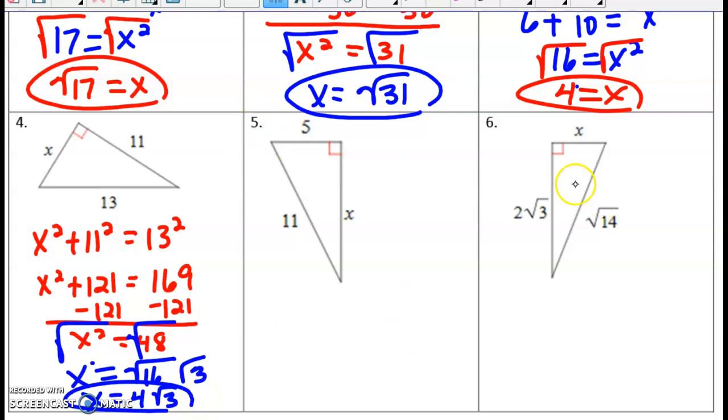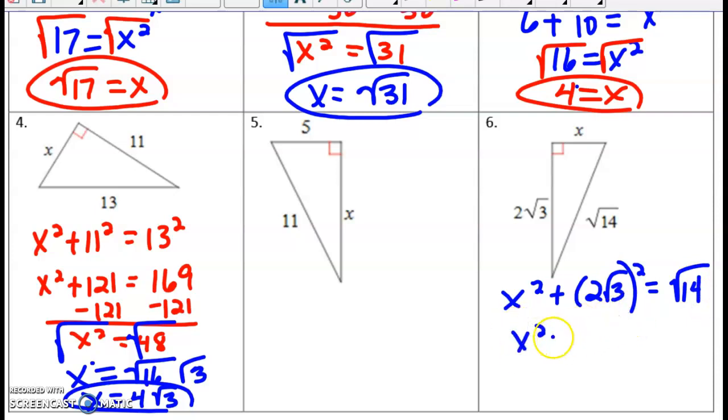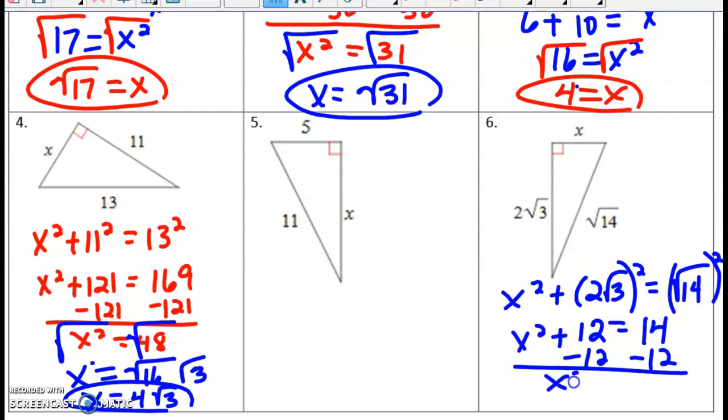I think you have the hang of it. We'll just do this one as our last problem. It's a leg we're looking for. Here, this is 2 root 3 times 2 root 3, which would be 4 root 9, which would be 4 times 3, and that's 12. Again, use your calculator. Oops, I forgot my square there. Square root of 14 squared is 14. And so you get x squared equals 2. So when you square root it, x is going to be the square root of 2, and that's the best it can be.